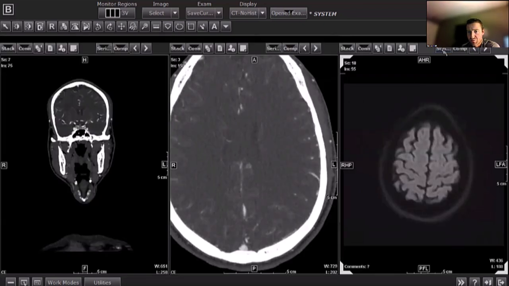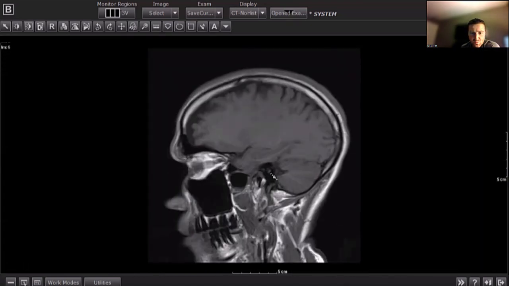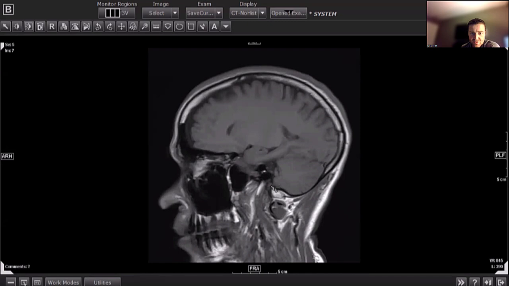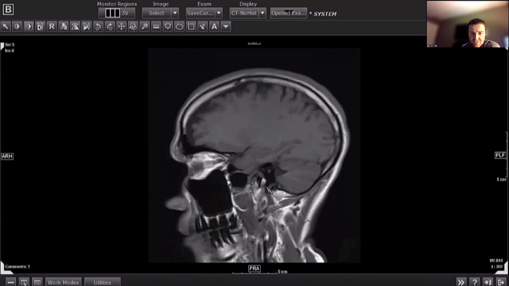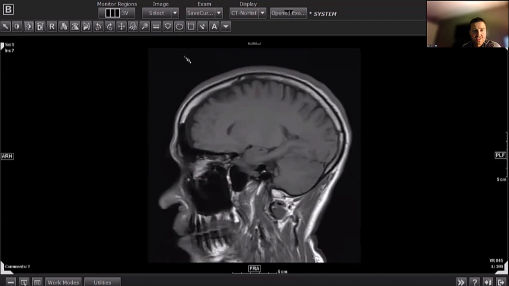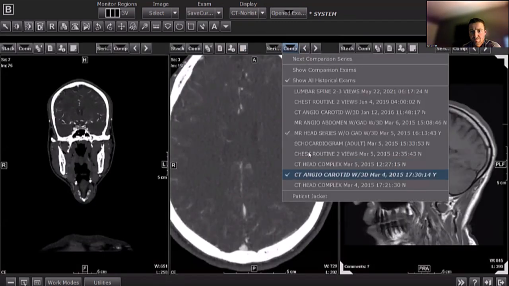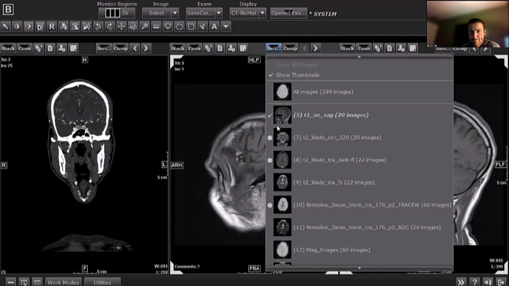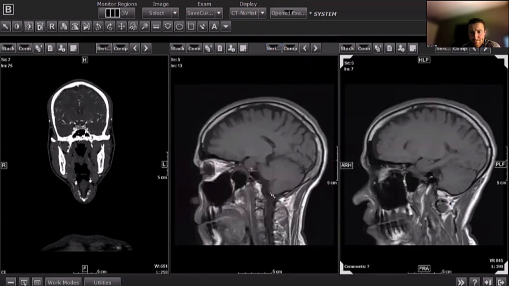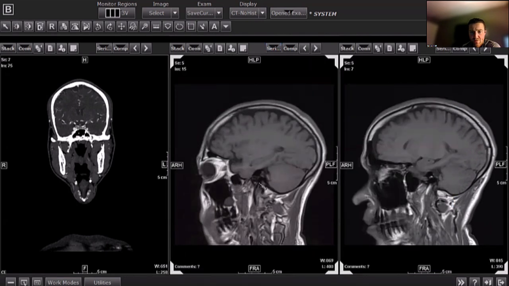And another example, this one doesn't have the dedicated T1 fat saturated images, but on our T1 coronal images, you can actually see the intramural hematoma going up into the skull base. You can compare that to the contralateral side, where our ICA looks completely normal.